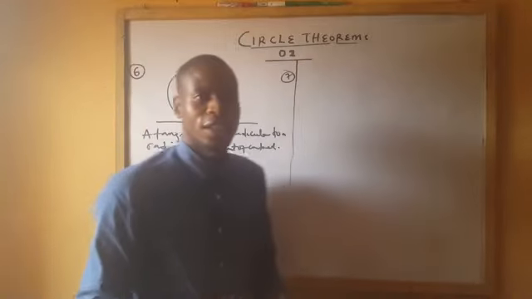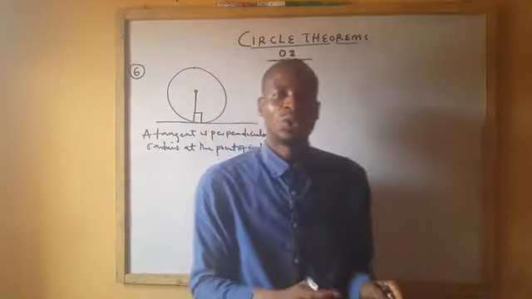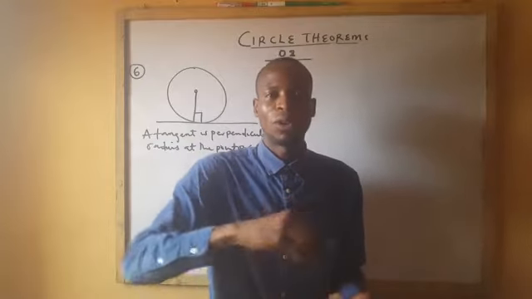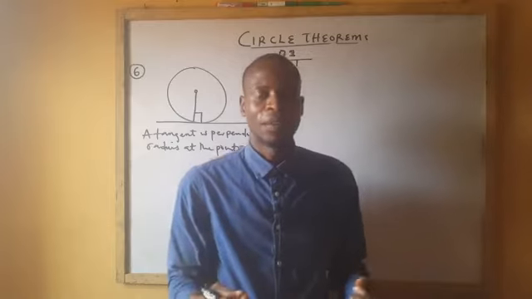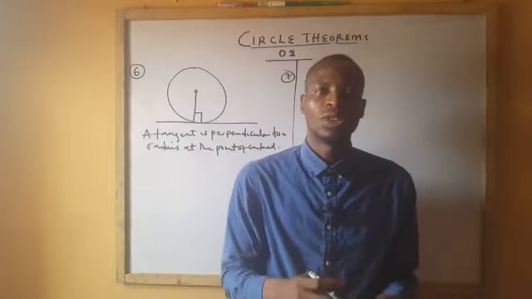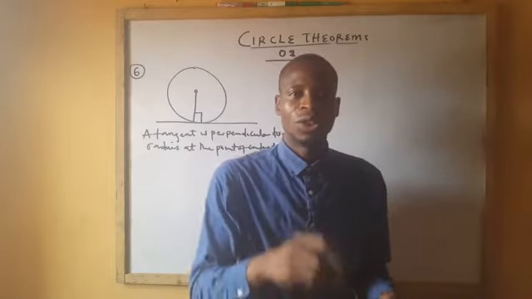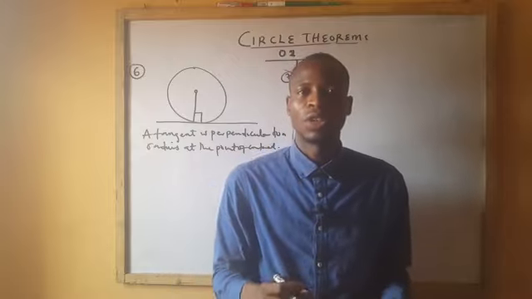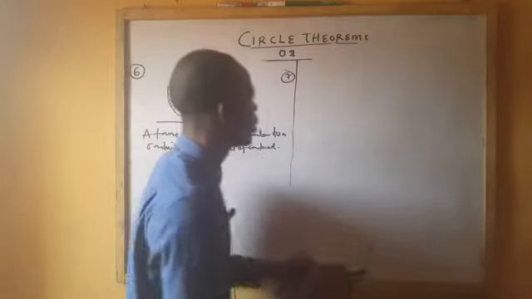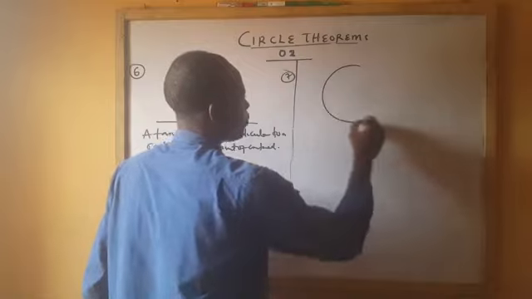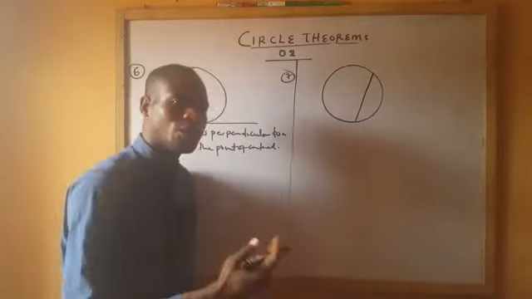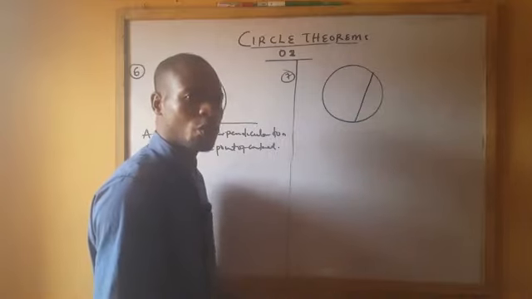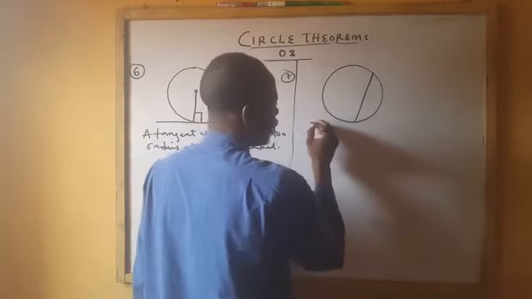The 7th theorem says that the angle between the tangent to a circle and a chord through the point of contact is equal to the angle in the alternate segment. So what does that mean again? We consider a circle, of which we know what a chord is. A chord is a line that cuts part of the circle but does not divide it into 2 equal parts. Okay, so this is a chord and this is my tangent.